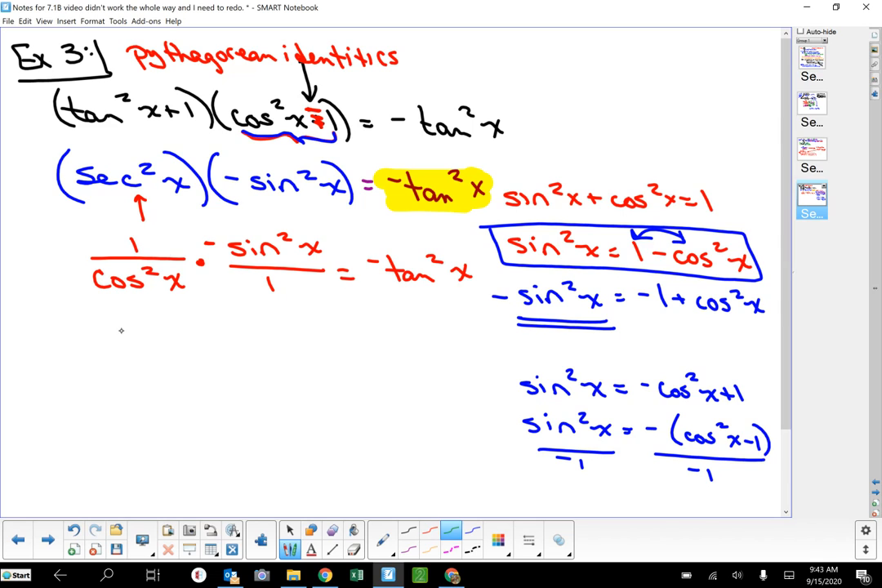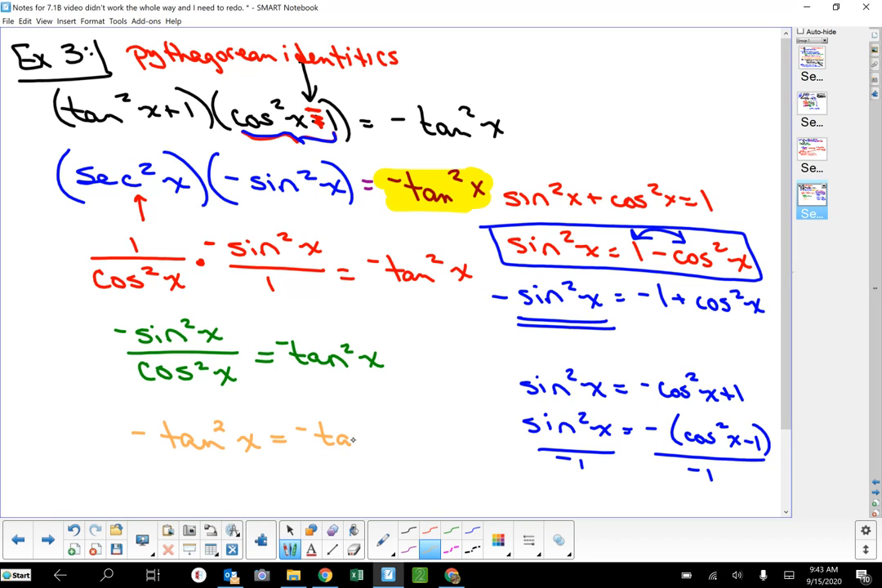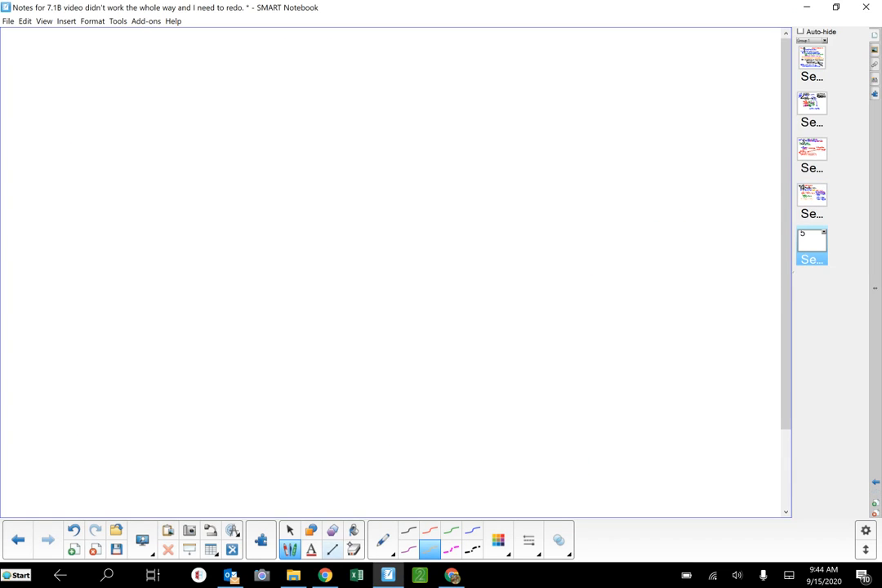And when we multiply, we get negative sine squared over cosine squared. We're trying to prove that this equals negative tangent squared. And sine over cosine is tangent, so sine squared over cosine squared is tangent squared. And there is a negative. So this is negative tangent squared x equals negative tangent squared x. And this thing checks. All right, so that is example 3. Let's move on to example number 4.